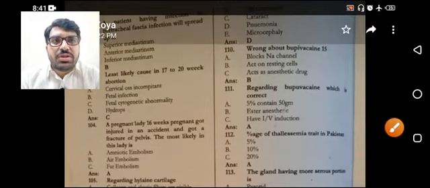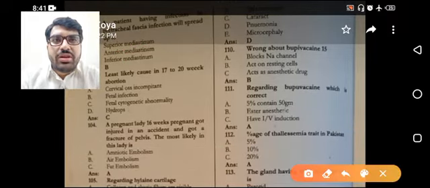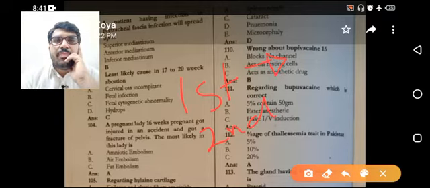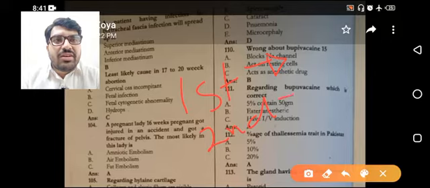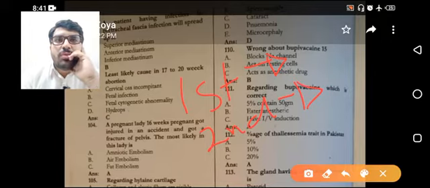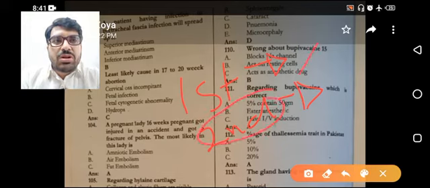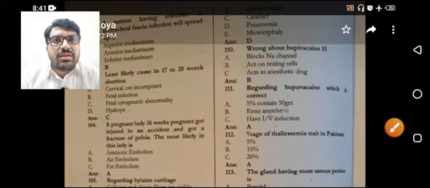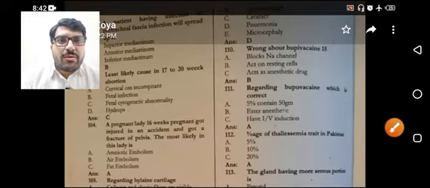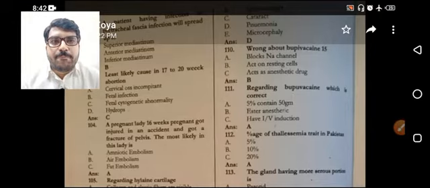Least likely cause of 17 to 20 week abortion is, now we are having first trimester abortion and the second trimester abortion. In the first trimester, the most common cause is chromosomal abnormalities. In the second, cervical incompetency is the most common cause. Cervical os is incompetent. So during the second trimester, chromosomal abnormalities are least likely. So I will choose over here fetal cytogenetic abnormality.